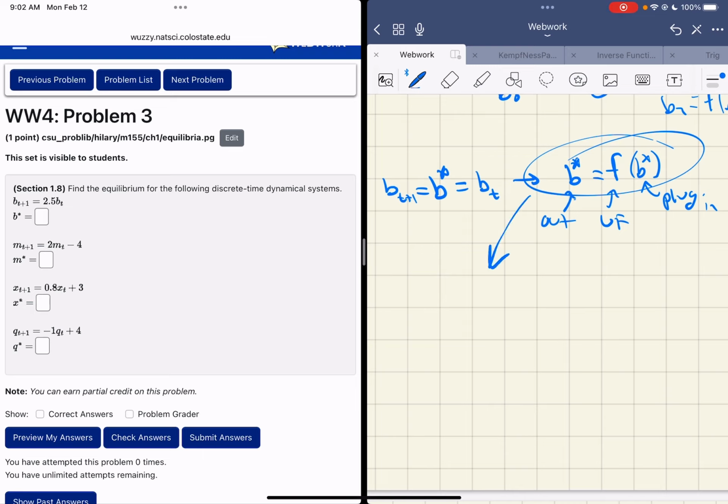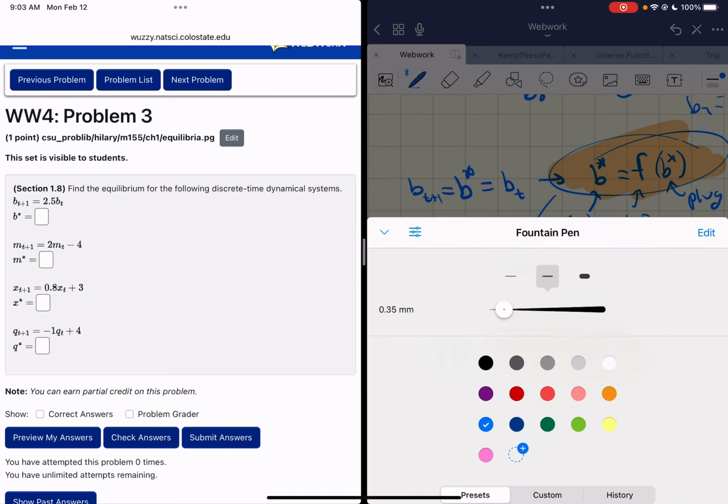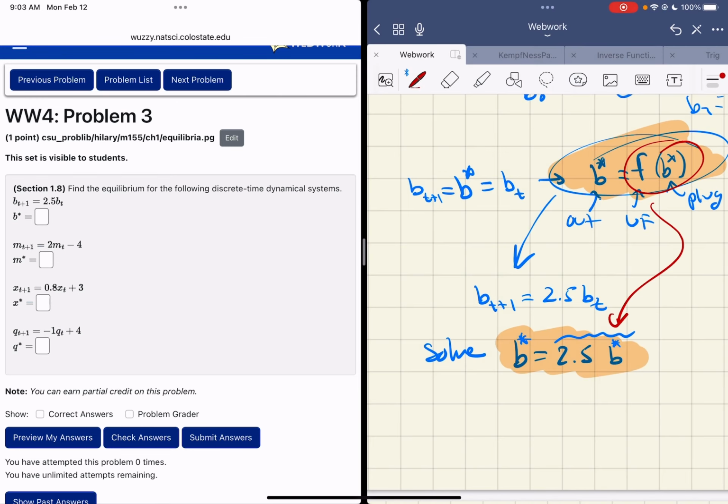So if we look at the first one, the updating function is b sub t plus 1 is equal to 2.5 b sub t. Okay, and our goal is to solve an equation that looks like this. So just get rid of the subscripts. So you have b is equal to 2.5b. Now, if I want it to exactly match what I highlighted in orange, then the name is b star, and so I should call it b star. But you see on the right-hand side, we have f of b star. I've applied my function to b star. What does my function do? It multiplies by 2.5. And on the left-hand side, I just put down b star.